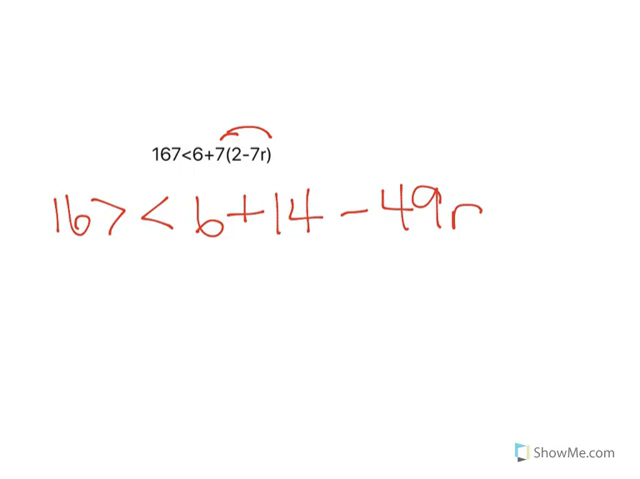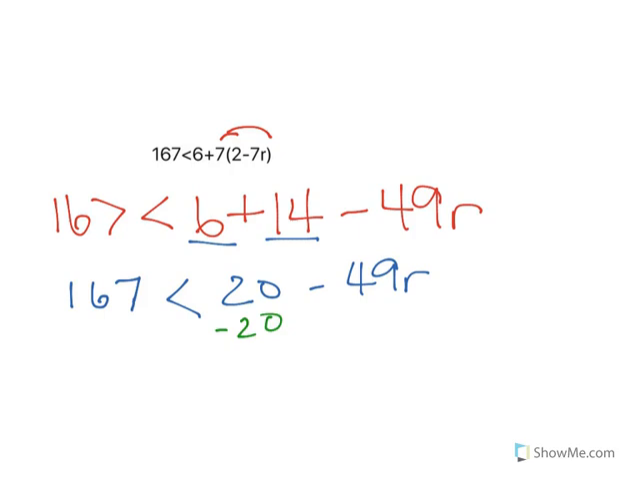It's your work. So then I see that we've got two constants over here on the right side. So let's combine those first. 6 plus 14 is 20 minus 49r. Okay. And then, let's see here. Our next step should be that we subtract this 20 from both sides. So that gives us 147 is less than negative 49r.